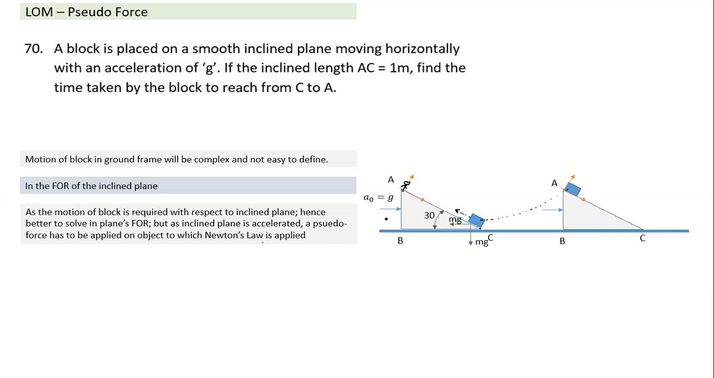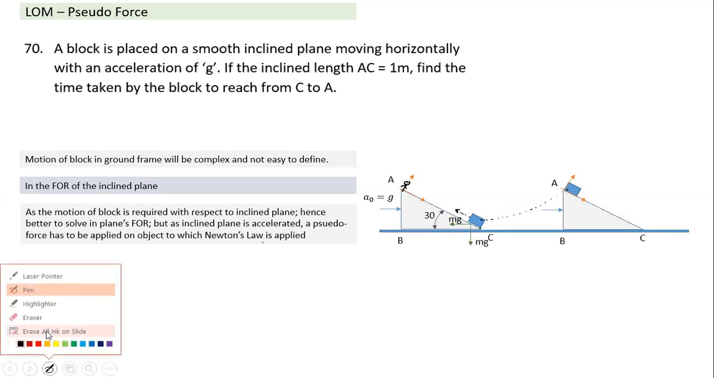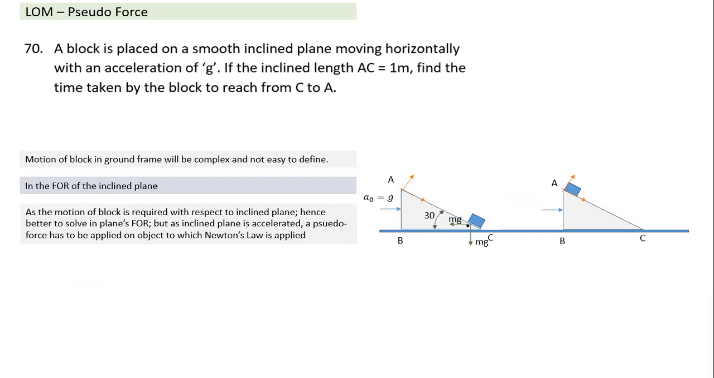If we solve in an accelerated frame of reference, we also need to apply a pseudo force. What is the pseudo force? Minus m a naught. Its magnitude is the mass of the object to which it is applied, and the direction is opposite to the direction of acceleration of the frame of reference, which is the same as the acceleration of the large block. So these are the forces we need to apply, in addition to the normal reaction.